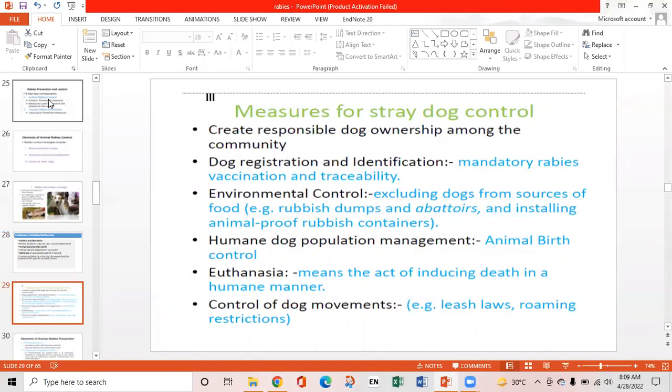Measures for stray dog control. First is create responsible dog ownership among the community: dog registration and identification, mandatory rabies vaccination and traceability. Environmental control, excluding the dogs from the sources of food, for example, rubbish dumps, and installing animal-proof rubbish containers. Human dog population management, animal birth control. Euthanasia means the act of inducing death in a humane manner. Control of dog movements, for example, leash laws and roaming restrictions should be done.